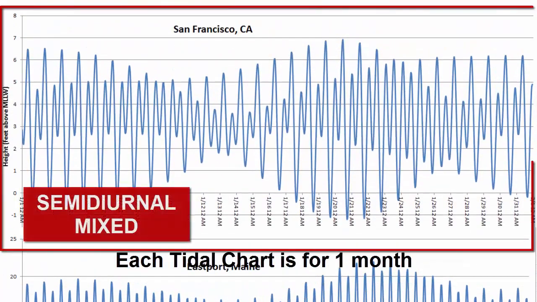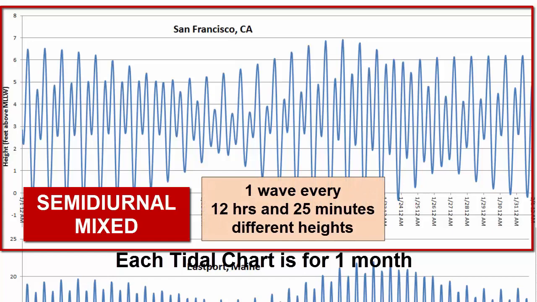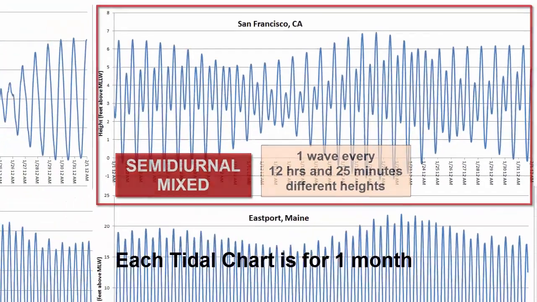A semi-diurnal mixed tidal pattern means they behave exactly like semi-diurnal tides in their periodicity, but the water levels of the two highs can be quite different, as can the water levels of the two lows. This semi-diurnal mixed pattern is from San Francisco and similar to what we've already discussed.